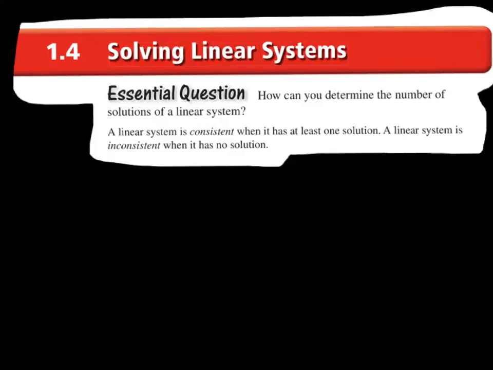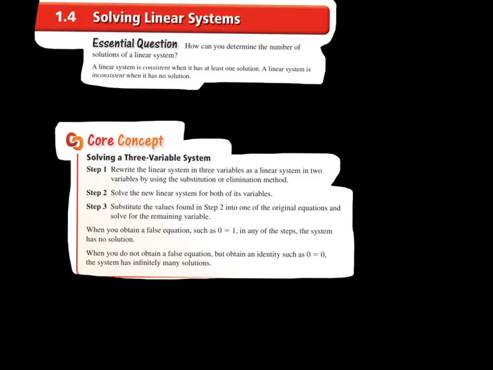So today we're going to talk about solving linear systems. You guys have seen linear systems before, but you've only seen two variable systems. Today we're going to talk about three variable systems. So the first step, step one, is basically to rewrite the linear system in three variables as a linear system in two variables by using the substitution or elimination method. Now I'm going to show you that example right now.